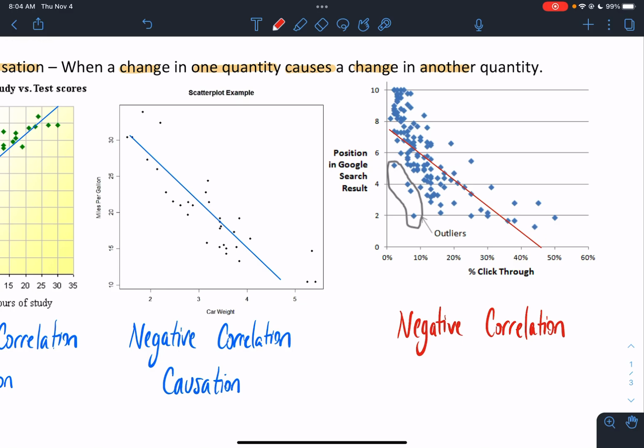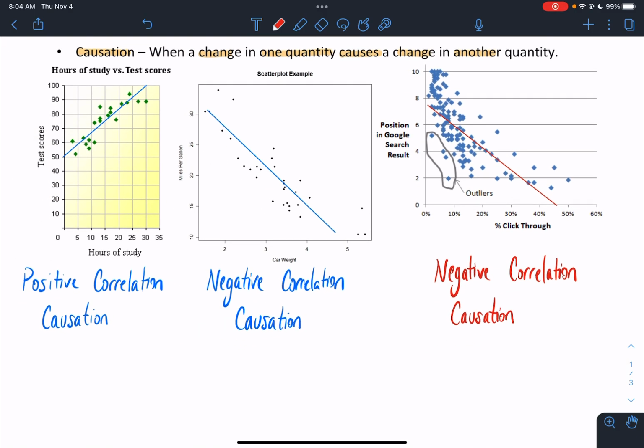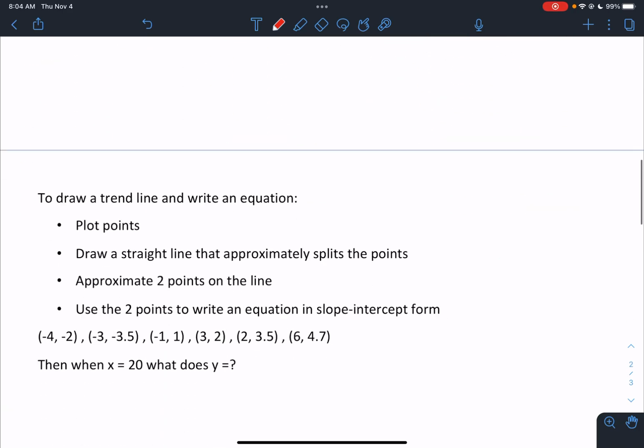And then again, this is the position of Google search results. And again, the position is going to affect the amount of people that click on it. So that would be another example of causation. So, yep, that kind of does that there. Negative correlation, positive correlation, and causation.